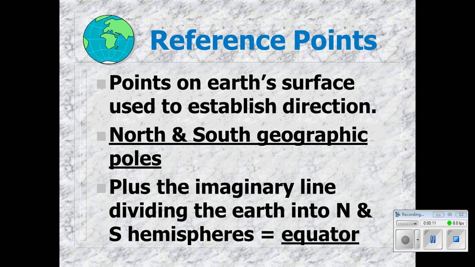Reference points. Points on Earth's surface used to establish direction. The north and south geographic poles are reference points, plus the imaginary line dividing the Earth into the northern and southern hemispheres, called the equator. The equator and the north and south poles are all reference points.